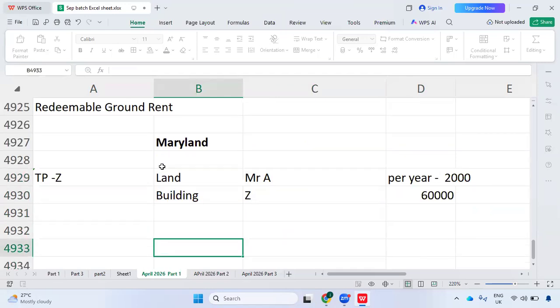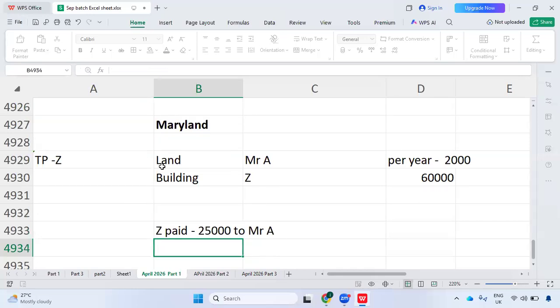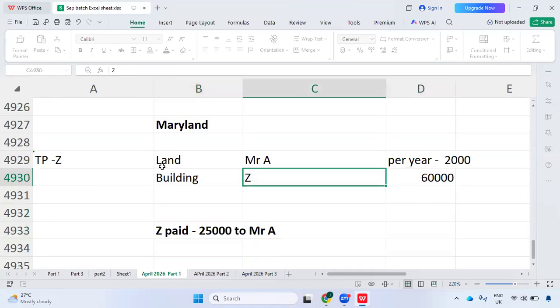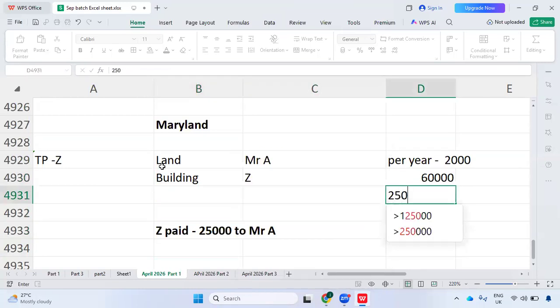Now, G paid around $25,000 to Mr. A to not pay the ground rent every year. This $25,000 will become part of the basis. So 60,000 plus 25,000: the new basis of the property will be 85,000.